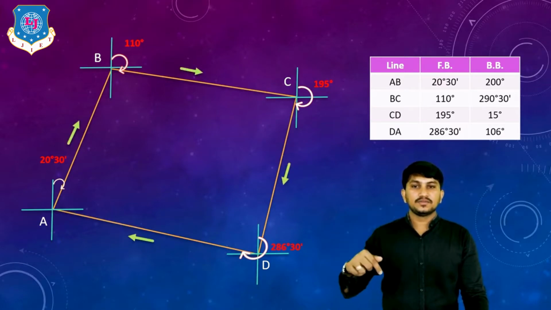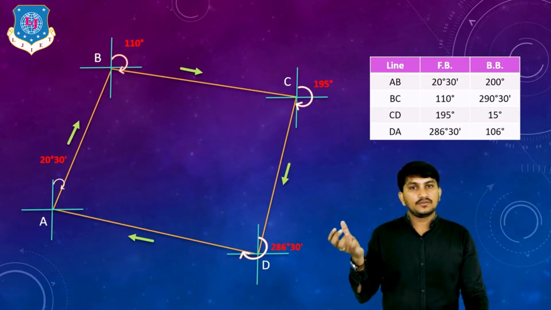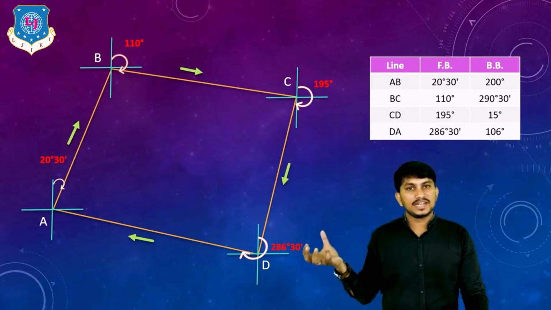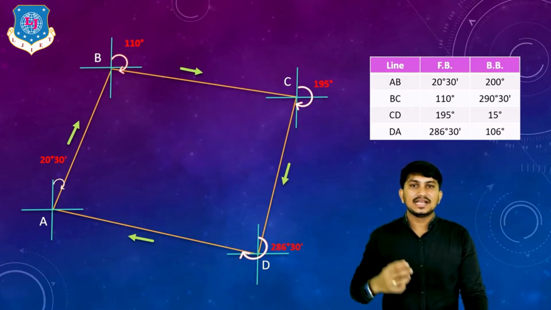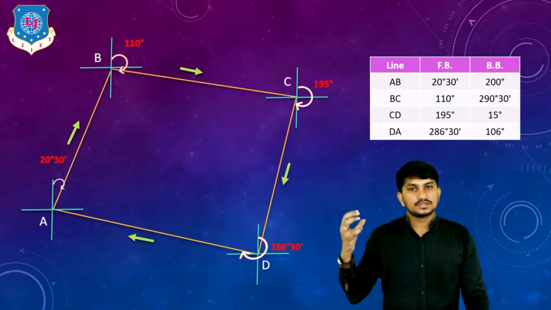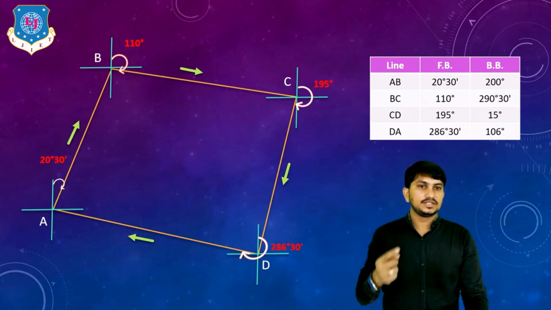Okay, this is the direction of the survey. First, we will put our compass to station number A, then station B, then station C, and then station D. And lastly, we will come to station number A. This is the direction of the survey.